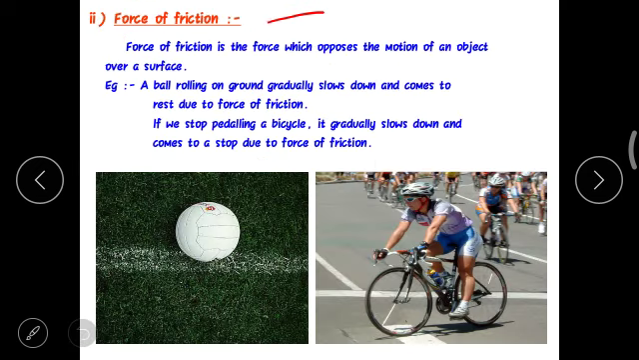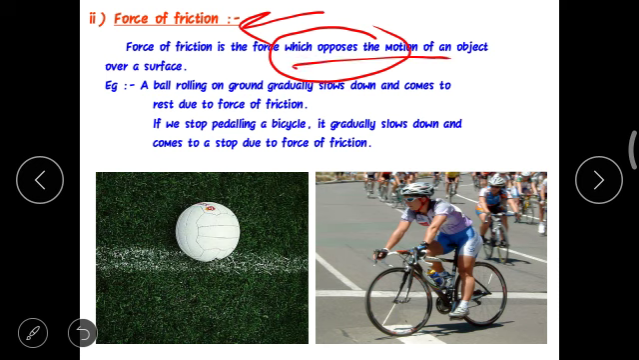So next one, force of friction. What is force of friction? Friction means that which will oppose the motion. So what is force of friction? The force which will oppose the motion of an object.